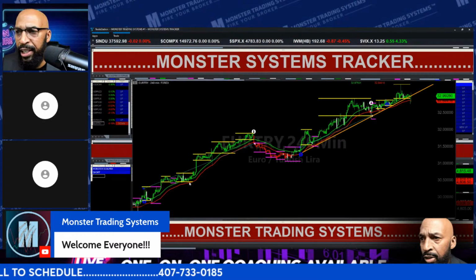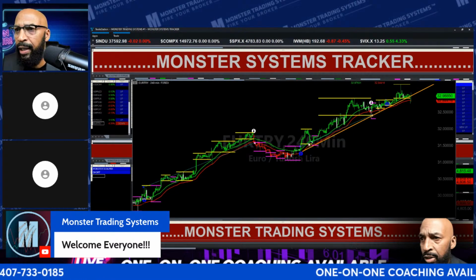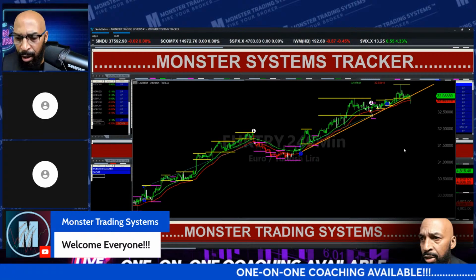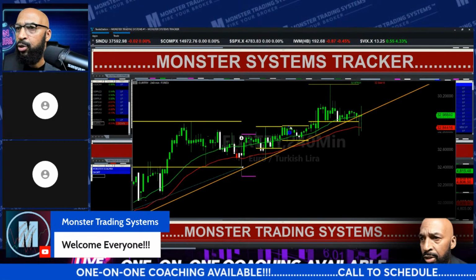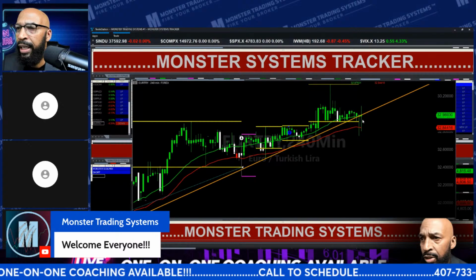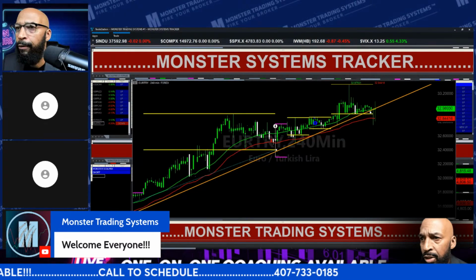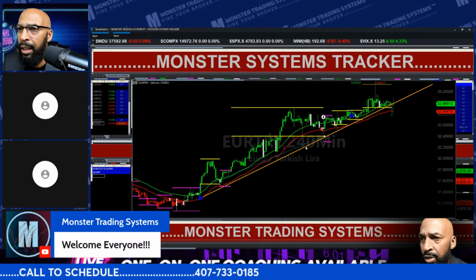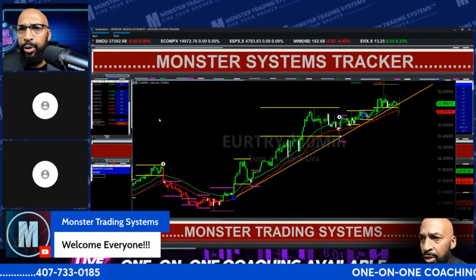EURTRY. This one here has been trading well. Buy signal here. Bought here, sold here. Bought here, sold here. We have another buy signal right here. All green candles. A lot of movement right there, but still holding, following that trend line. So bring in your trend lines, guys, to help you stay in the trade.